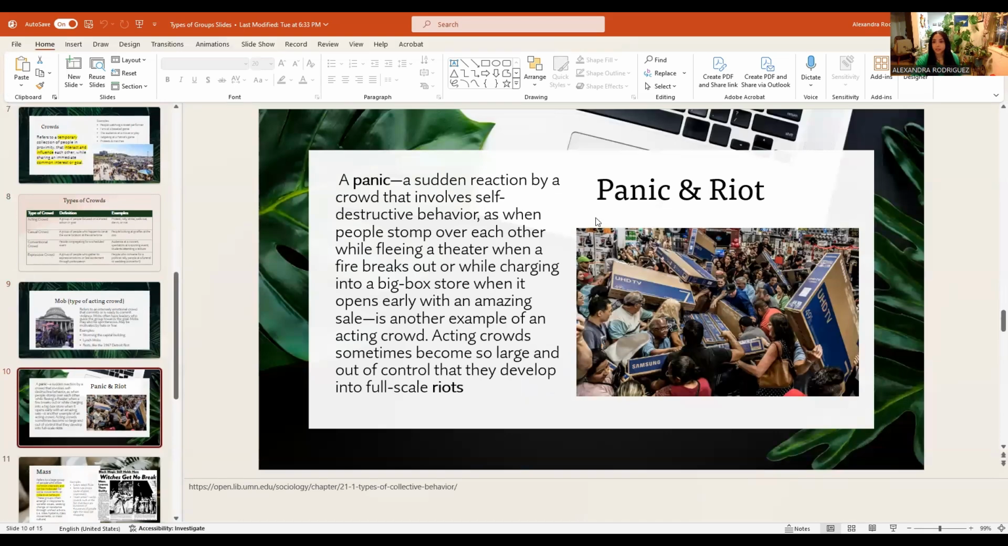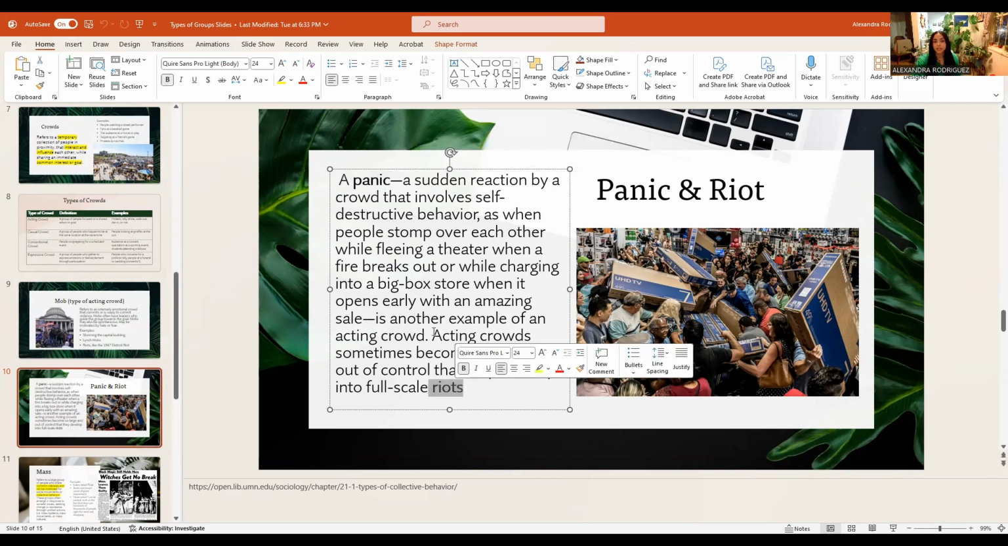A little bit more on panics and riots. I would say that typically panic is a prerequisite for a riot. A panic is a sudden reaction by a crowd that involves self-destructive behavior, as when people stomp on each other. So for example, Travis Scott's concert a few years ago where people were trampled, or even more recently, I saw a video on TikTok of people at a Billie Eilish concert screaming for help, and she couldn't hear them because they have so much music in their earphones. I'm sure it's hard for them to hear the crowd, but they were screaming for help.